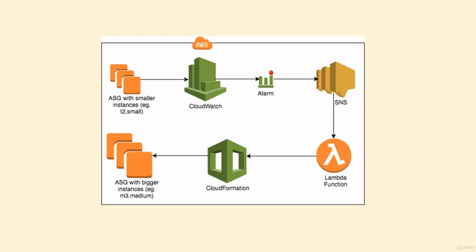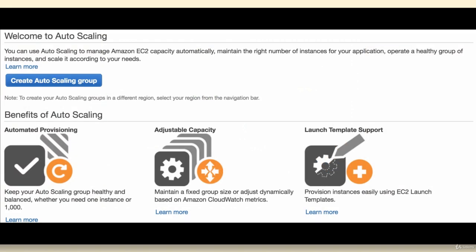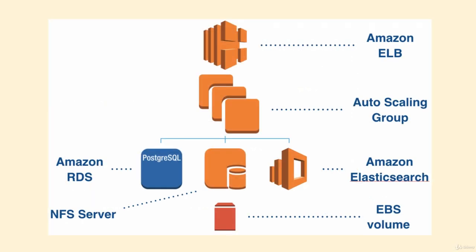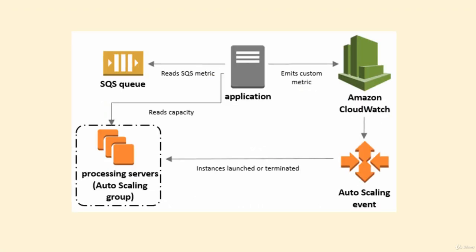We may integrate it with Simple Notification Service and CloudFormation and other tools. When you're going to create an auto scaling instance from the Amazon dashboard, you would get these things. You can create an auto scaling group directly from the welcome screen, and you can create automated provisioning, adjustable capacity, and you can launch template support as well. You get different groups for different instances. You can add an SQS queue, Simple Queue Service. You could add different processing servers. You could add different applications. You could add CloudWatch and a scaling event.